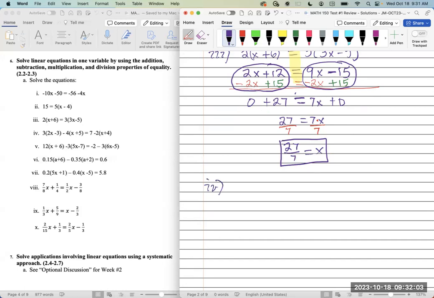Number 4. I'm going to distribute right as I write. Now, 3 times the quantity 2x minus 3, minus 4 times the quantity x plus 5, is the same thing as 7 minus 2 times the quantity x plus 4. Remember, when you see this 7 minus 2, it's actually multiplied by the quantity x plus 4. This multiplication has to happen before the subtraction. Please remember your order of operations.